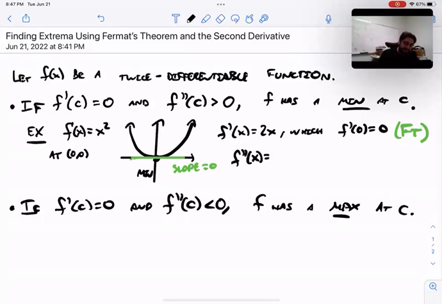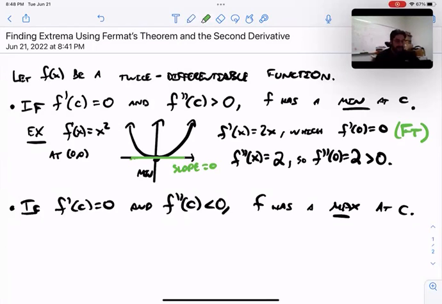So now this is where the second derivative comes in. This is why I care about a twice differentiable function, a function whose derivative of the derivative can be taken. Here I'm taking the derivative of 2x, so the derivative is 2. So f double prime at 0 is still 2. It's a constant function, and this is positive. That's exactly what we were saying: a positive second derivative implies a min.